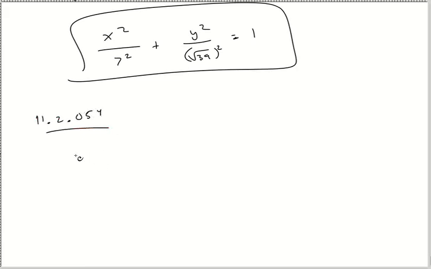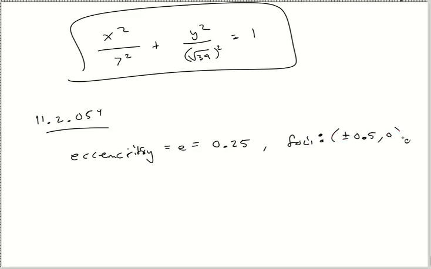So this time they say that my eccentricity, little e, is equal to 0.25. Okay. And they say that my foci are at plus or minus 0.5, comma 0.